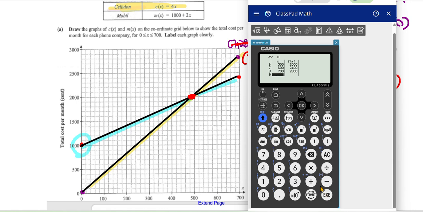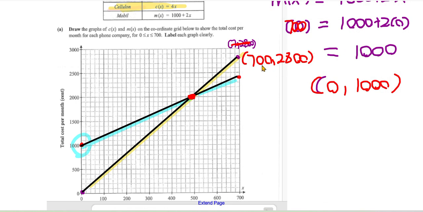It does, doesn't it? And we discussed earlier that 700, 2,800 was the last one, wasn't it? And the first one was 0, 0. We okay with that, gents? And it will do the same thing for 2x plus 1,000.